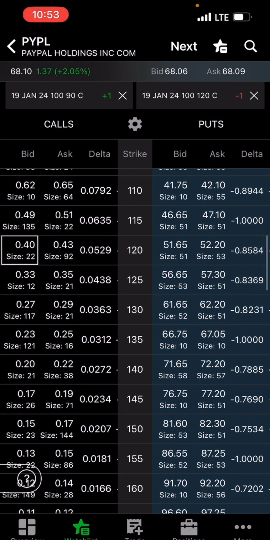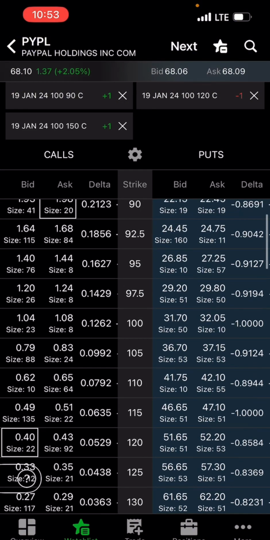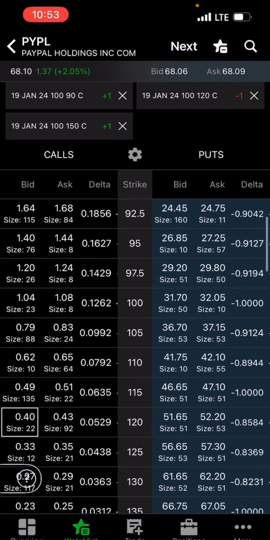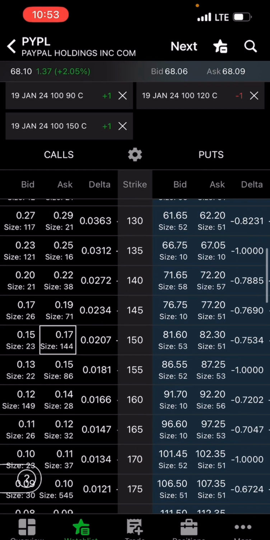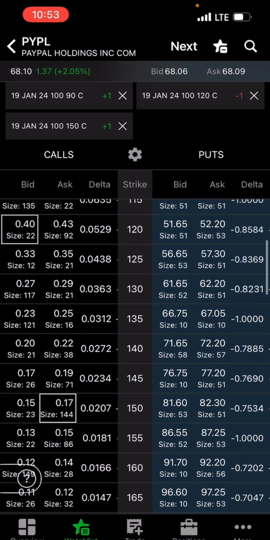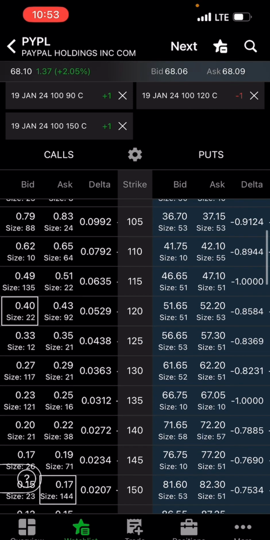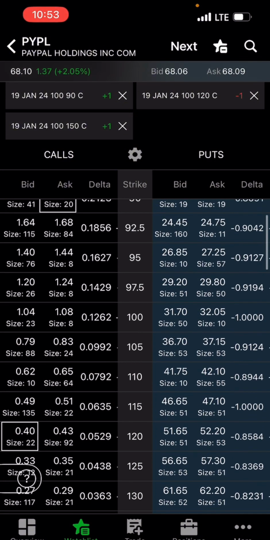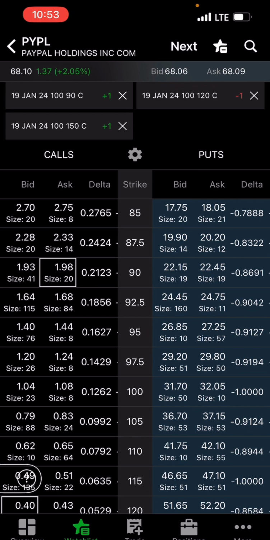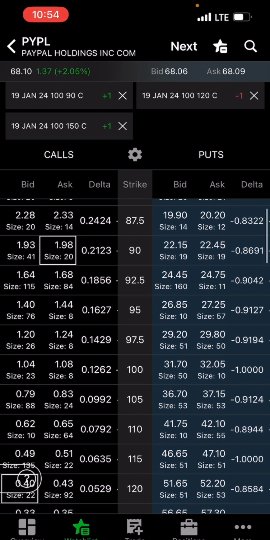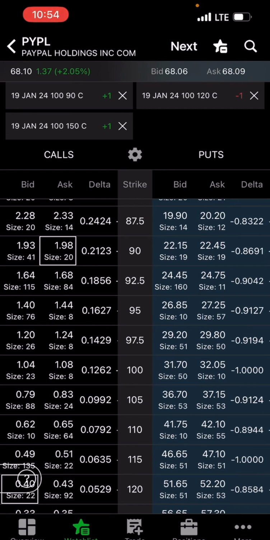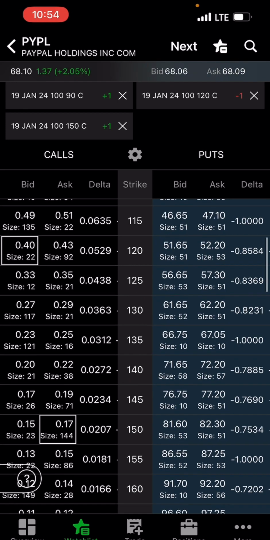Okay, so I'm going to buy the 90, sell 2 of the 120s, and buy 1 of the 150s very cheap, right? So basically, I'm selling 2 of these 120s for a 0.40 credit. That's just making this 90 strike call cheaper, right? By $80, okay? Plus the $17 for that, okay?